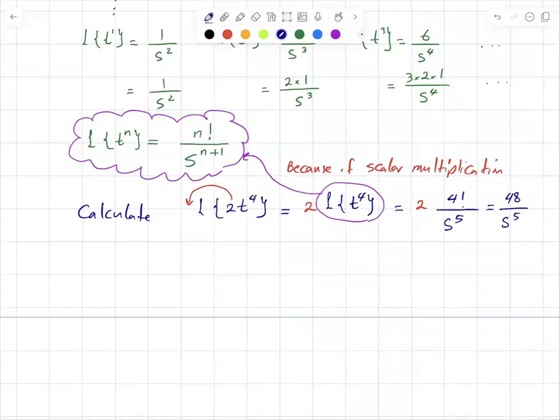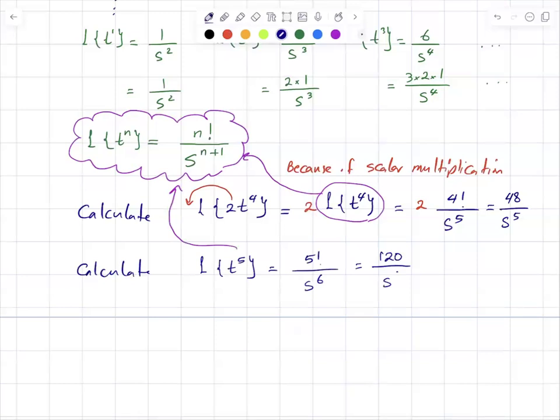Another example for you. Suppose we want to calculate the Laplace of t to the power 5. Following the formula that we just introduced, this is equal to 5 factorial divided by s to the power 6. You can leave it like this, or you can simplify this as 120 divided by s to the power 6.